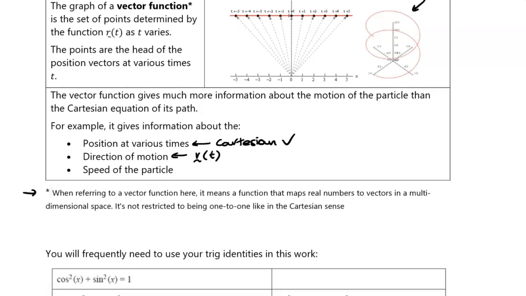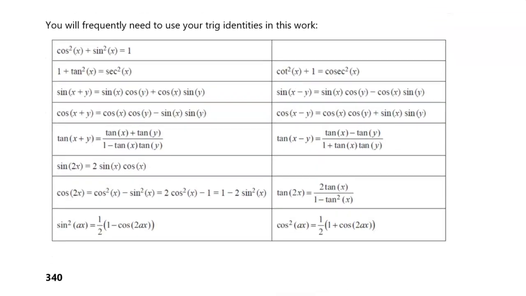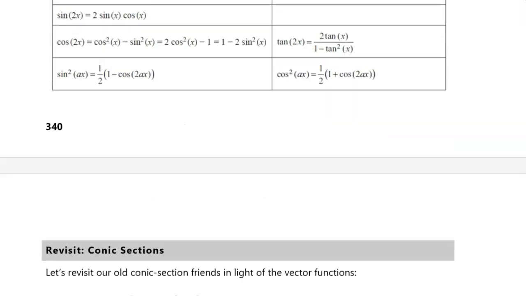The speed of the particle, we can use the calculus part of vector calculus, which we'll be talking about in a little bit. You're going to frequently need to use your trig identities for this work, so please make sure you're referring to your formula sheet.